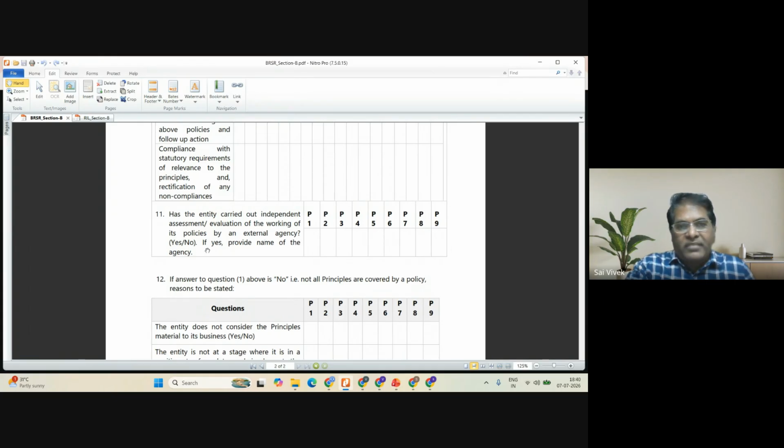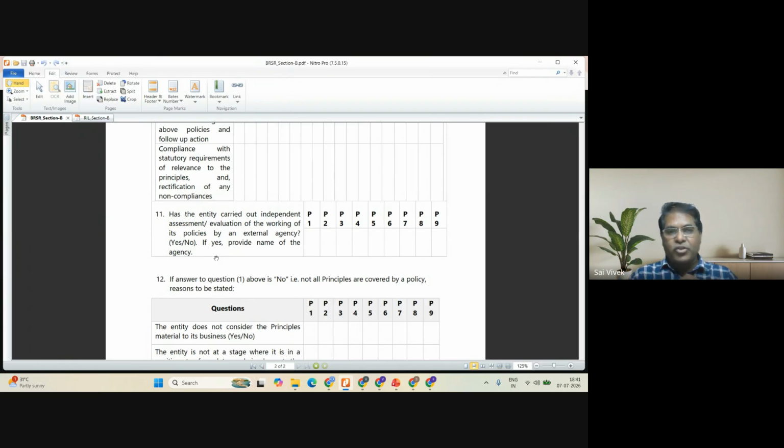Yes or no? If yes, provide the name of the agency. So, which agency? We have seen that there are external verification bodies. They give us assurance. Two types of assurances are given: reasonable assurance and limited assurance. Limited and reasonable assurances are there.